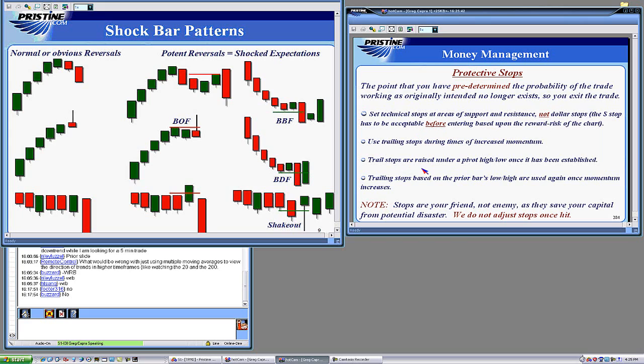Trailing stops the way we discussed in the trend section: trailing prior bars' lows for longs. Once a pivot low forms, we can raise our stop there, and if it continues to move higher and momentum picks up, we start trailing prior bars' lows again. You're going to get stopped out. Stops happen. They save your money. You don't want to be experiencing huge losses.